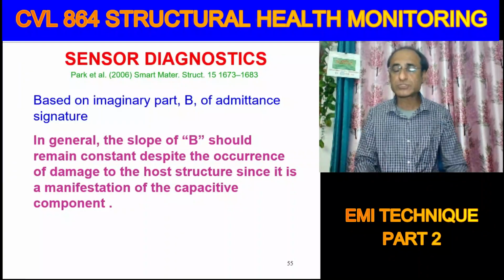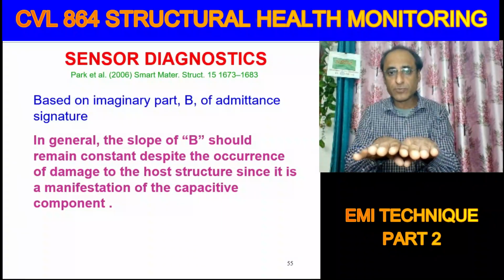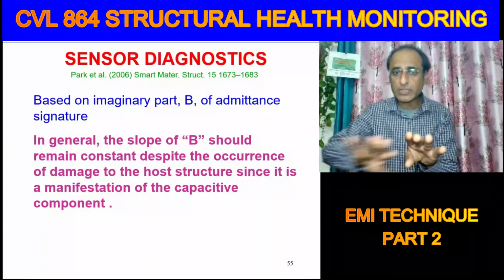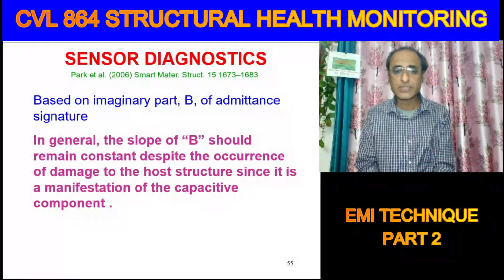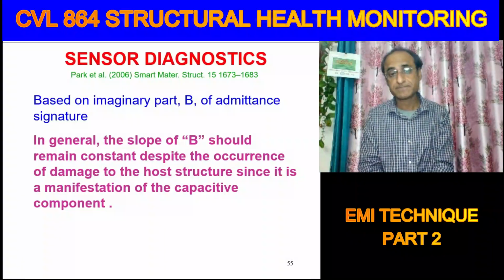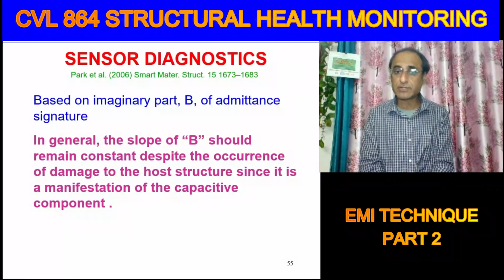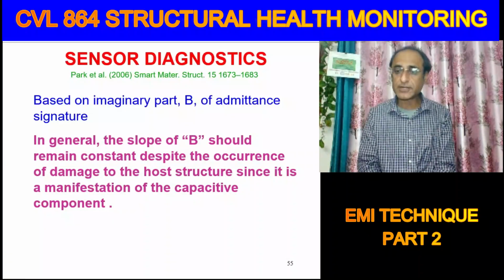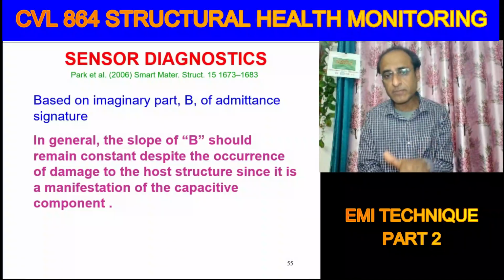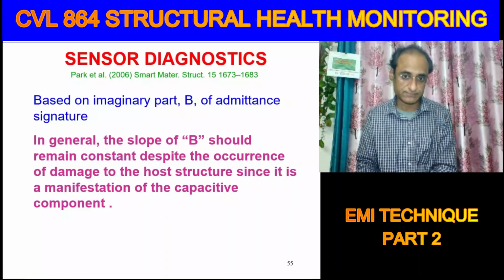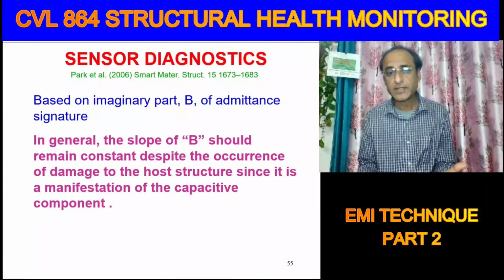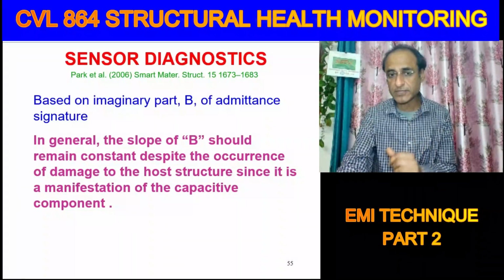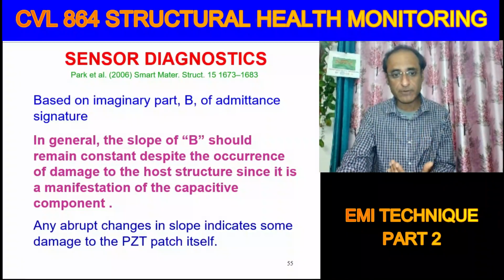Capacitance is directly proportional to the area. So if the patch has broken down into two parts, one part is gone out of the scenario and the other part is functioning as part of the circuit, so naturally the capacitance will go down. It will become, say, half. Alright, so that is one condition. The other condition is, let's say the bonding between the patch and the structure has broken down. Then it will make the patch behave like a free patch.